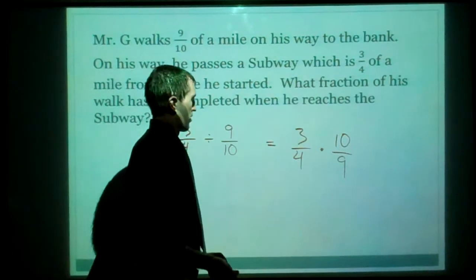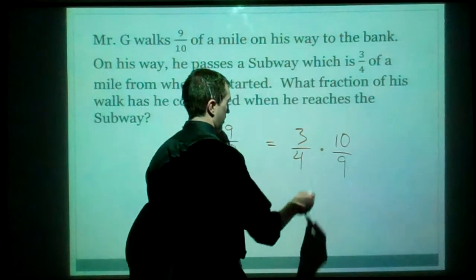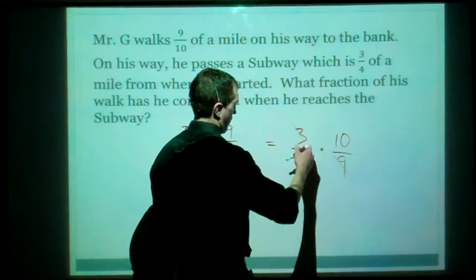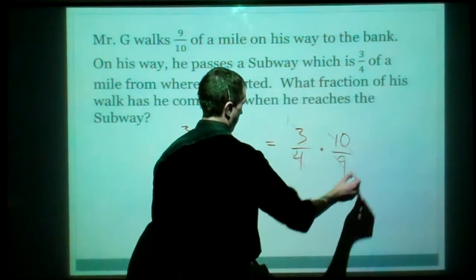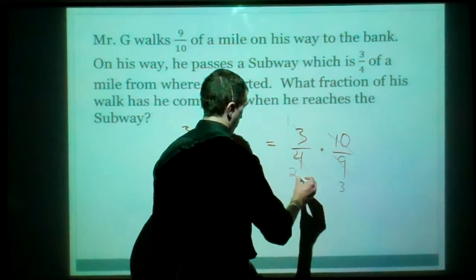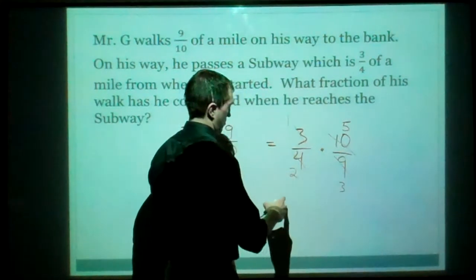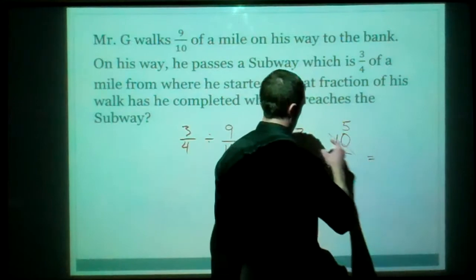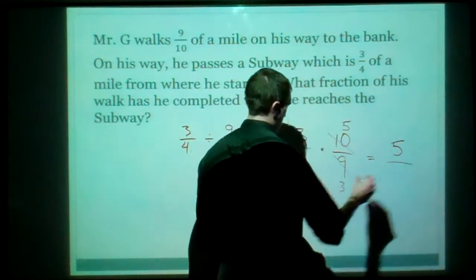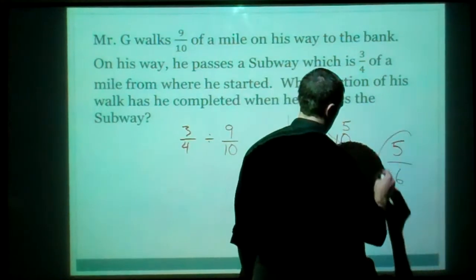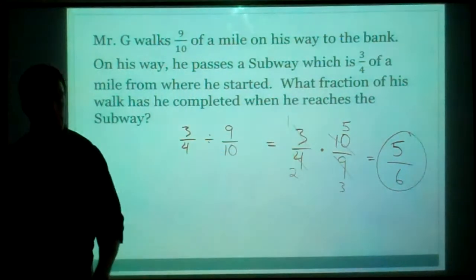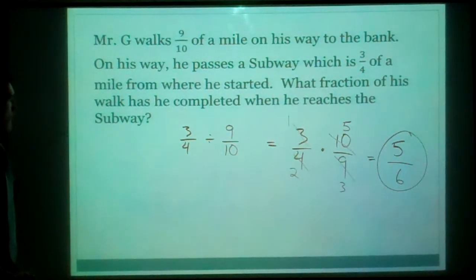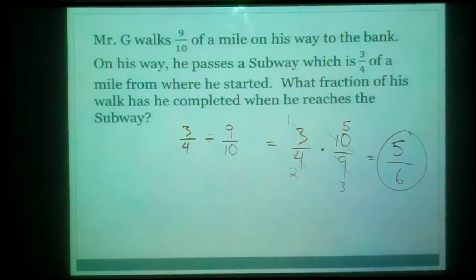We could do some canceling beforehand. 3 and 9: 3 divided by 3 is 1, 9 divided by 3 is 3. 4 and 10: we can divide by 2, giving 2 and 5. 1 times 5 is 5. 2 times 3 is 6. So 3/4 of the way is 5/6 of the total, or how much I've completed by the time I reach the subway. So I've completed 5/6 of my walk.